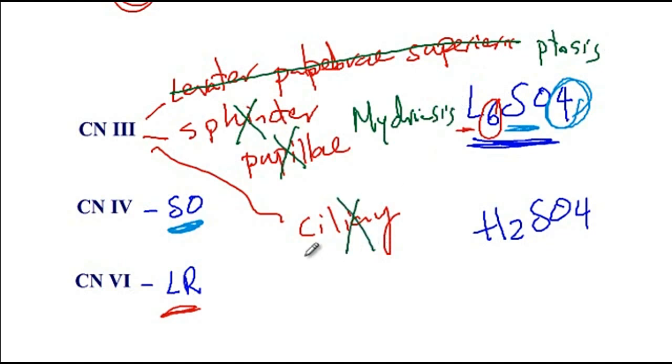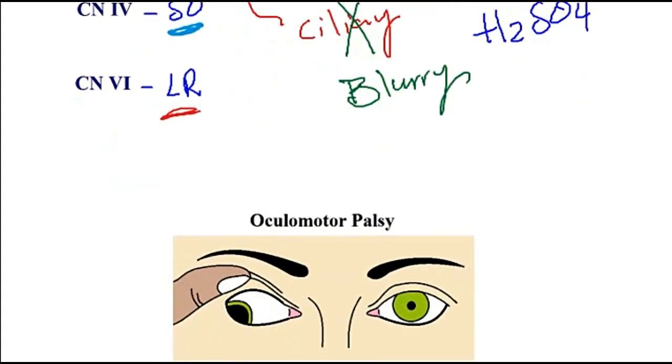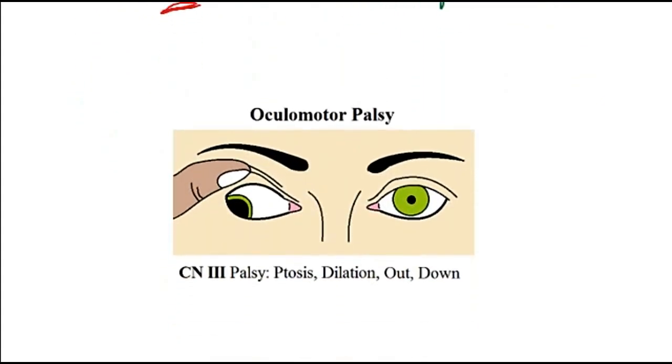And since there would be interference with the function of the ciliary muscle, there would be loss of accommodation, and thus the patient will have a blurry vision. So now with that information in mind, let's review the features of the oculomotor palsy.